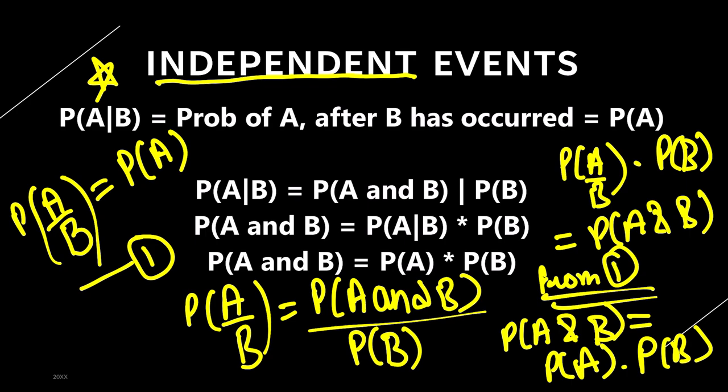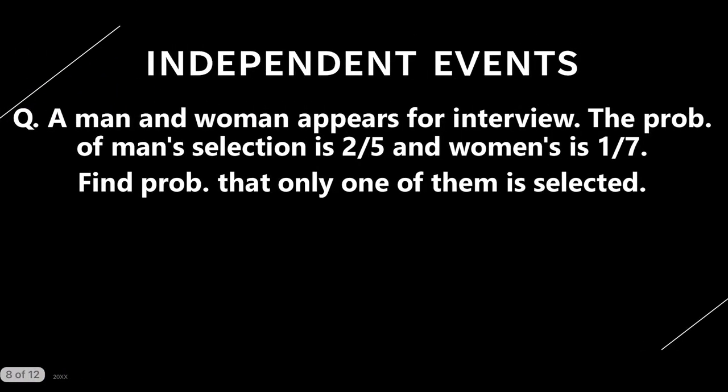This is totally different from the conditional probability. Why? Because two events are not affected by each other, or they are not dependent on each other. I hope this is clear. Now let's see this question, and that is where we are going to use the example of independent events. Right? A man and a woman are appearing for the interview. Probability of man selection is 2 by 5 and women selection is 1 by 7. Interesting question, good question, and important question, right? So, a man and woman appear for the interview. Probability of man selection is 2 by 5 and probability of woman getting selected is 1 by 7. Find the probability that only one of them will be selected.